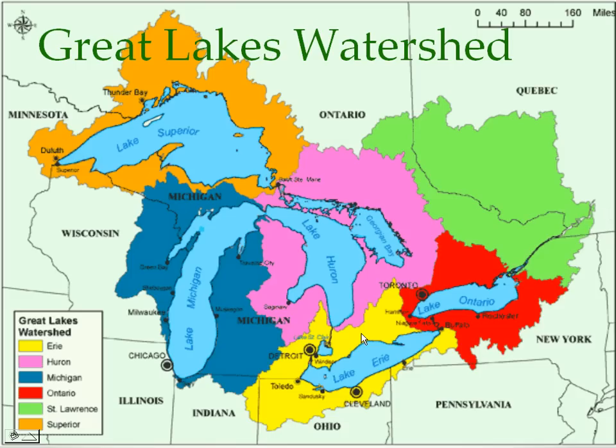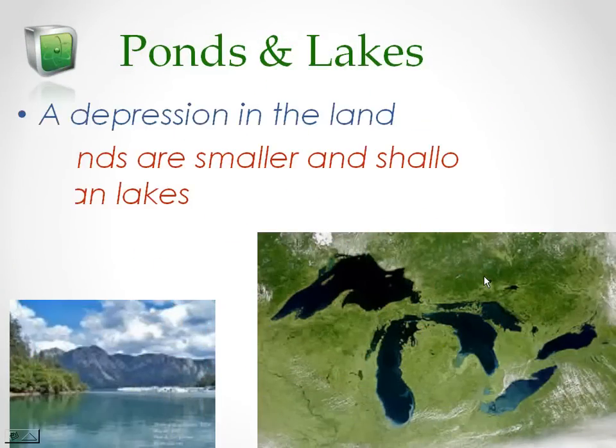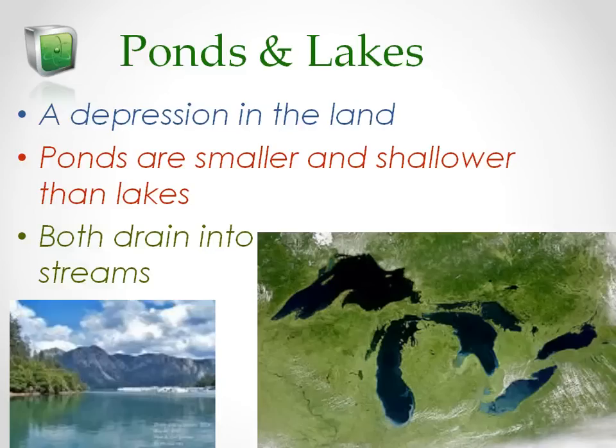So we are in the Clinton River watershed here, which is in the Lake Erie watershed, which is in the Great Lakes watershed. So there's multiple watershed areas. Ponds and lakes are just depressions in the land where water collects. If it's small, it's a pond. If it's big, it's a lake. And it'll eventually drain into some other body of water.